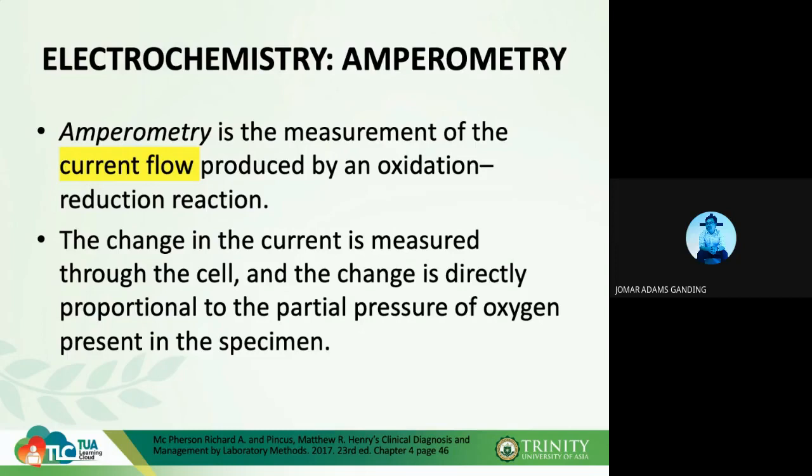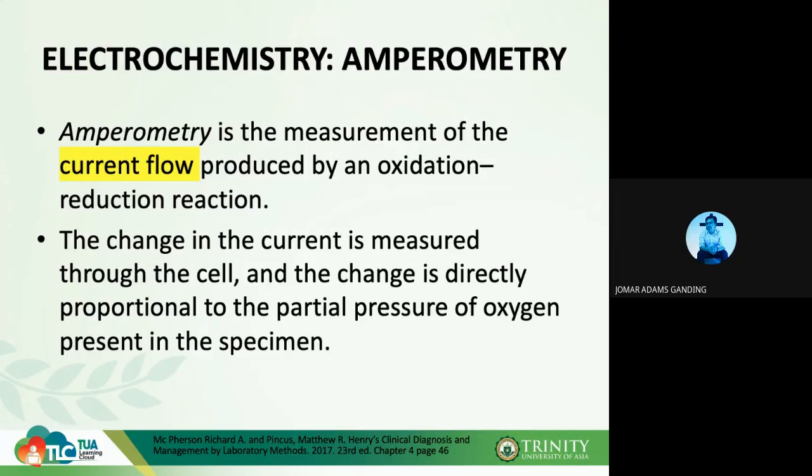Okay. So that is for amperometry. So take for example, there is already a constant na current flow in the system. But after oxidation and reduction, there will be changes. And that is what you want to measure. Okay? That is what you want to measure. Again, directly proportional to the oxygen level.